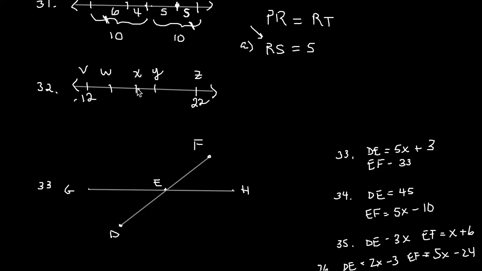So X is the midpoint of VZ. So let's just mark the midpoint. This is the part of geometry I love. I love this, it's like algebraic geometry. So that's the midpoint. What that means is this segment and this segment are the same. A midpoint divides a segment into two congruent segments.